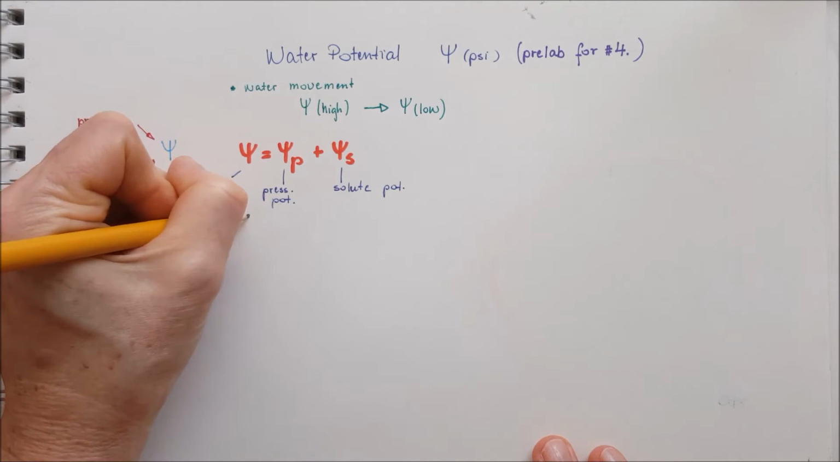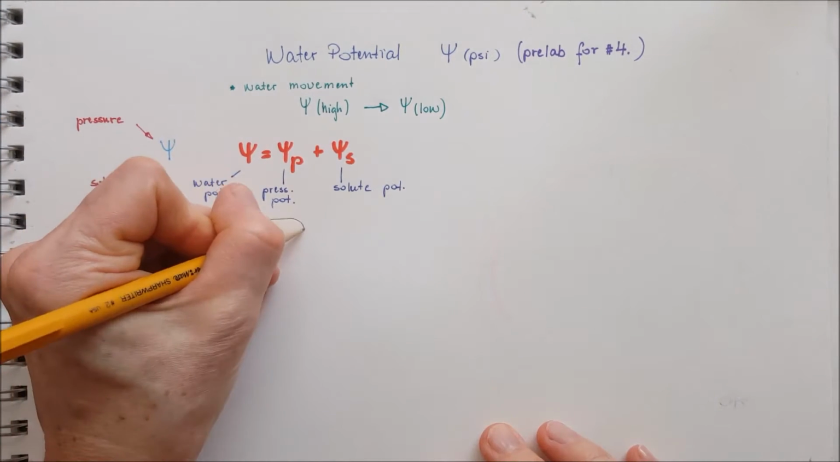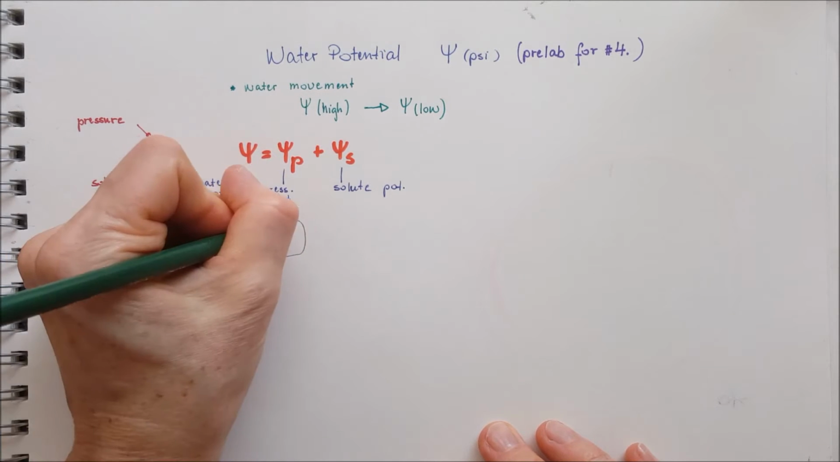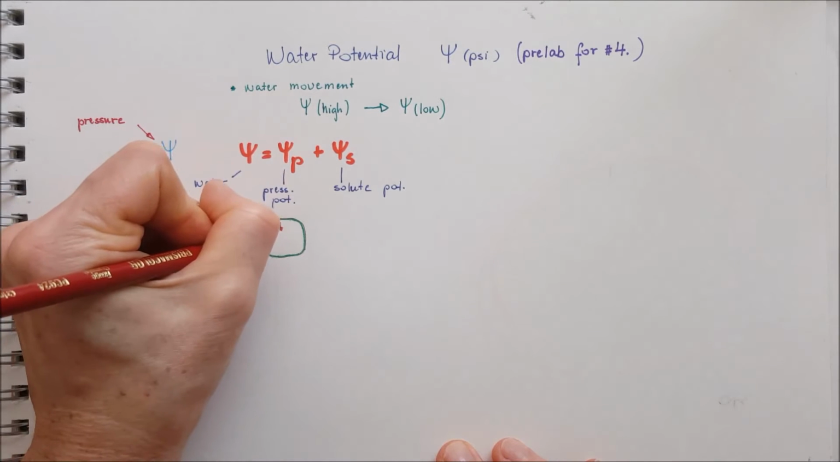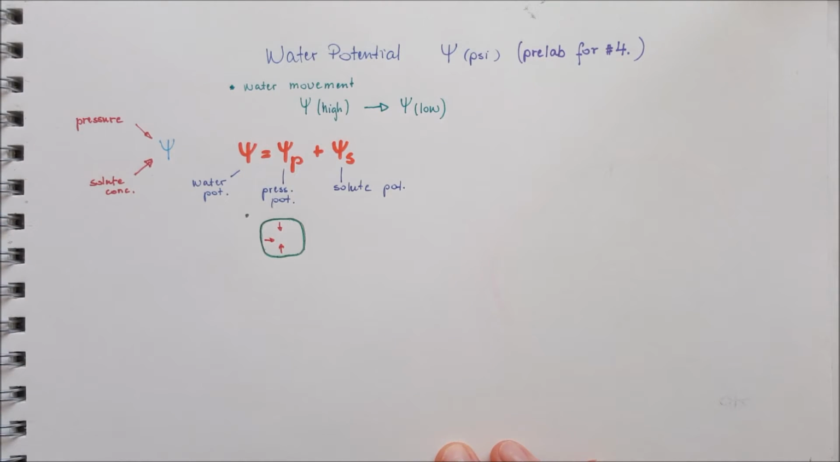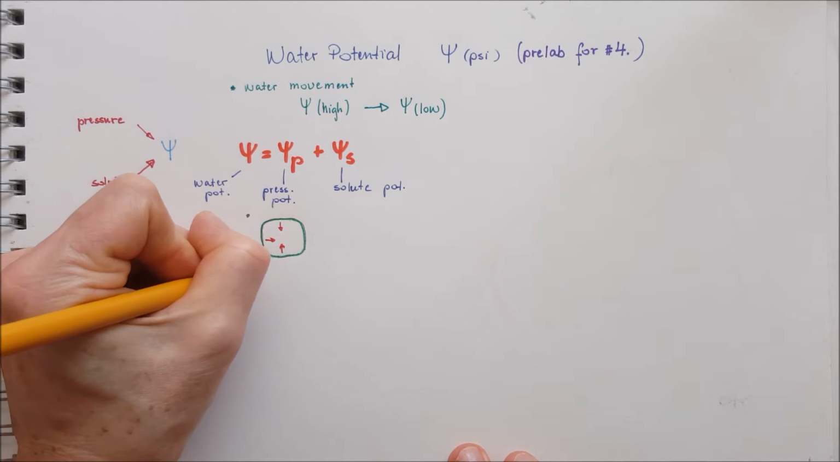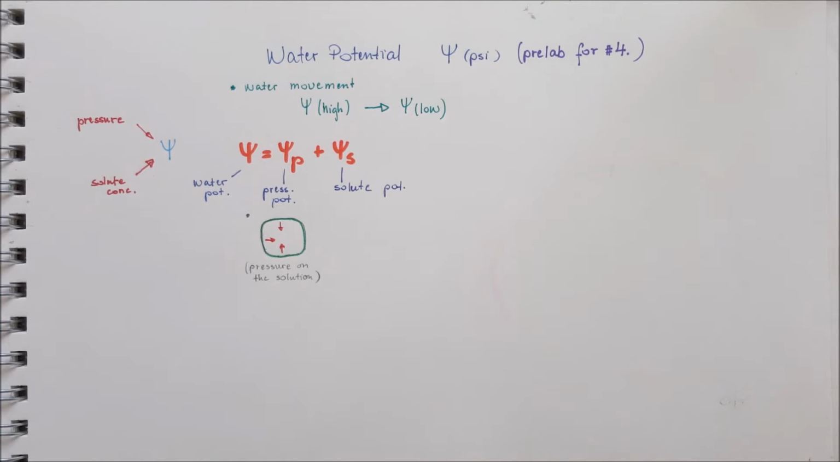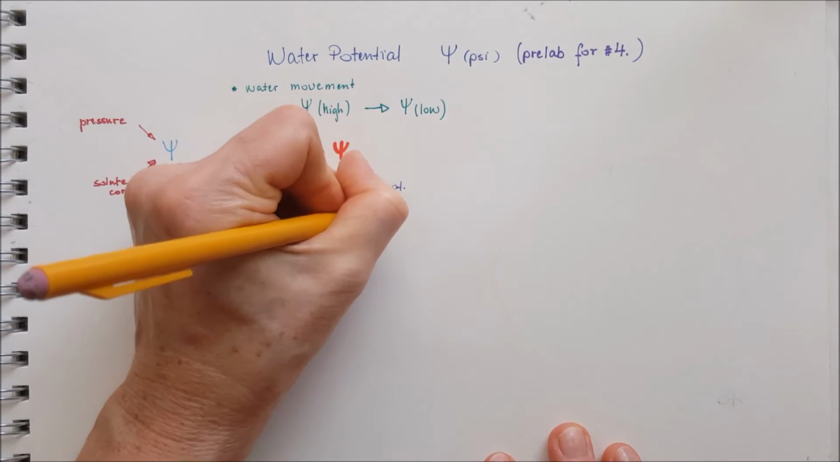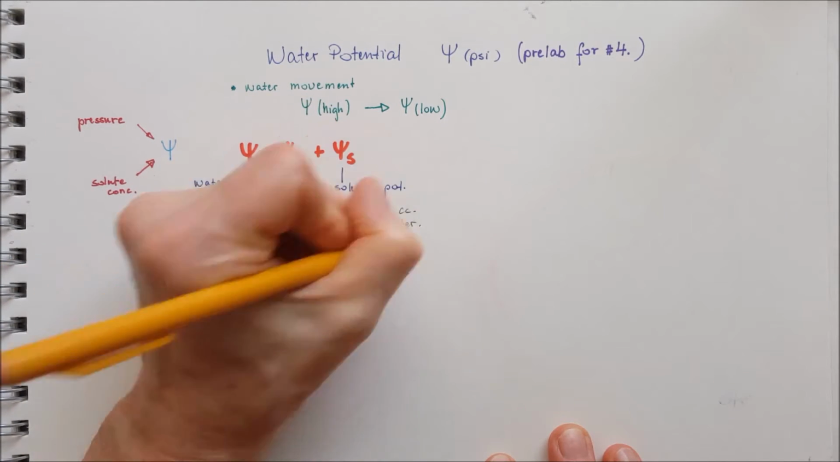So here is going to be a cell. What pressure potential means, this is a cell, and the cell wall, in this case, or the cell membrane too, can exert pressure on the solution inside of the cell. So the pressure on the solution. The other one is the solute concentration in the water.